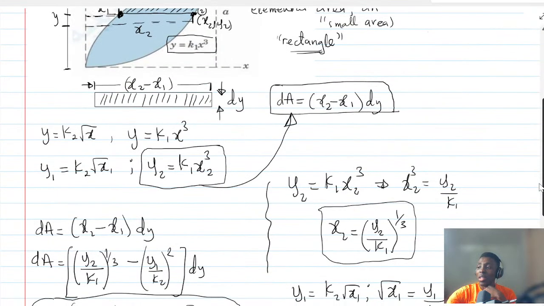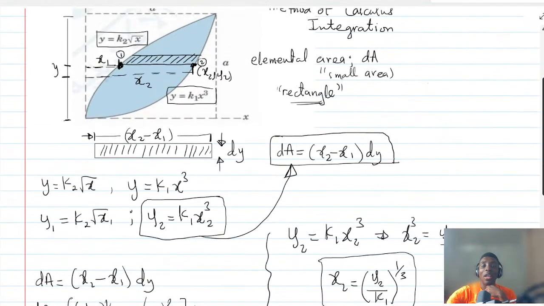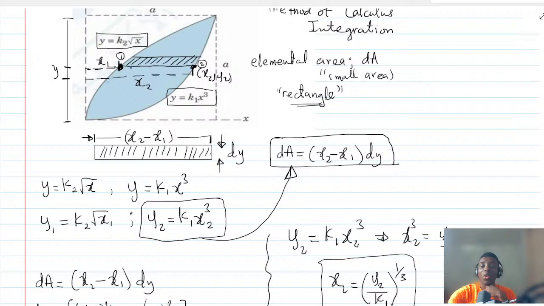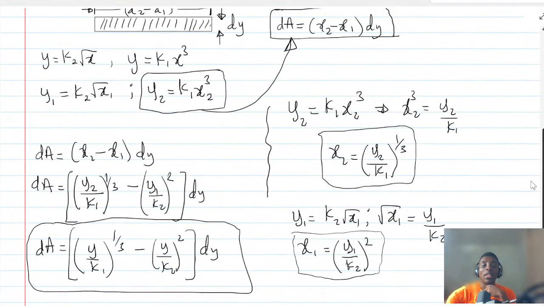The main idea here is that we are trying to relate some points on curve 1 and curve 2. And then we are putting these 2 points together so that you can get one expression for the elemental area.